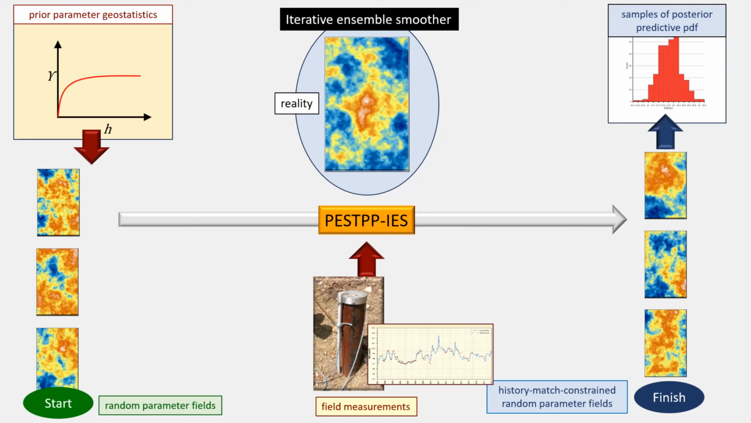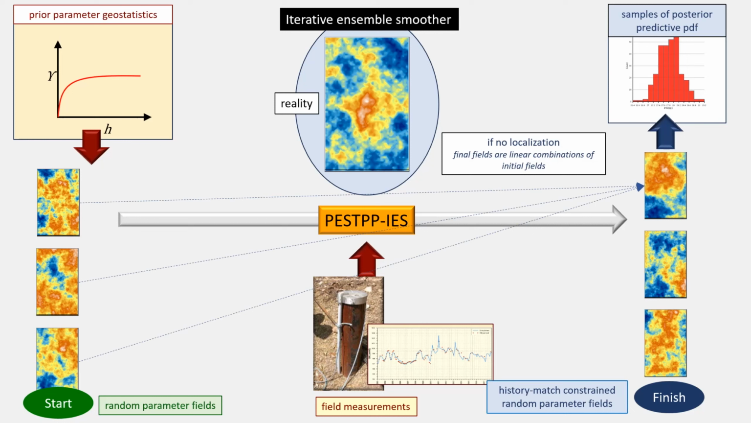Now, a couple of little mathematical facts here. If we do not use localization, and localization is an option when we're using ensemble smoothers, but if we don't, then every one of these final parameter fields is actually a linear combination of the original parameter fields. So this is a certain linear combination of the samples of the prior combined in a certain way that gives us a sample of the posterior. Different linear combination for the second, different linear combination for the third.